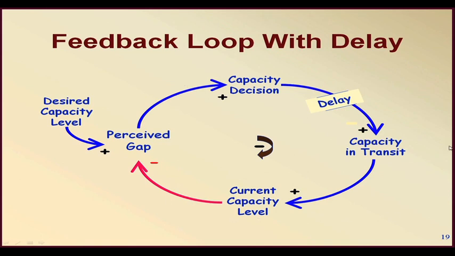Sometimes there could be delays also. For example, when you take a capacity decision, only after a delay does the capacity come in, right. The current capacity level goes up, and as you perceive a gap, you take a further capacity decision. So, we have a delay here: the loop is taking place, but its effect is seen only after a time. That is a feedback loop with delay.